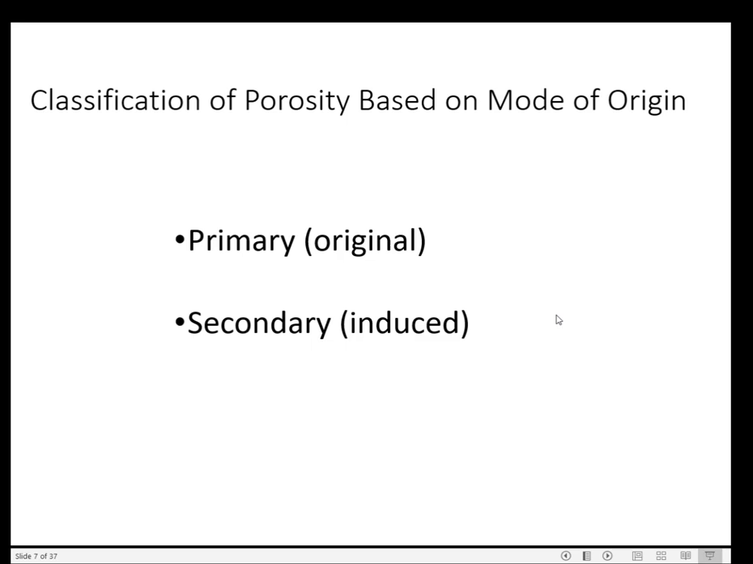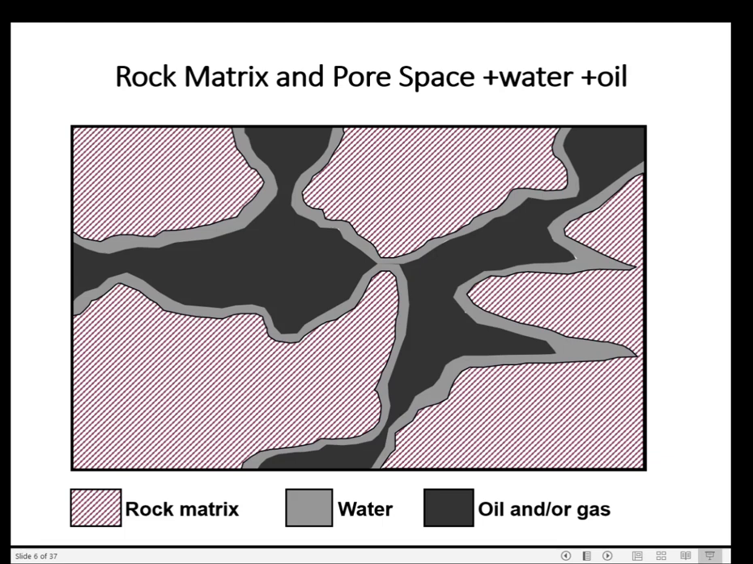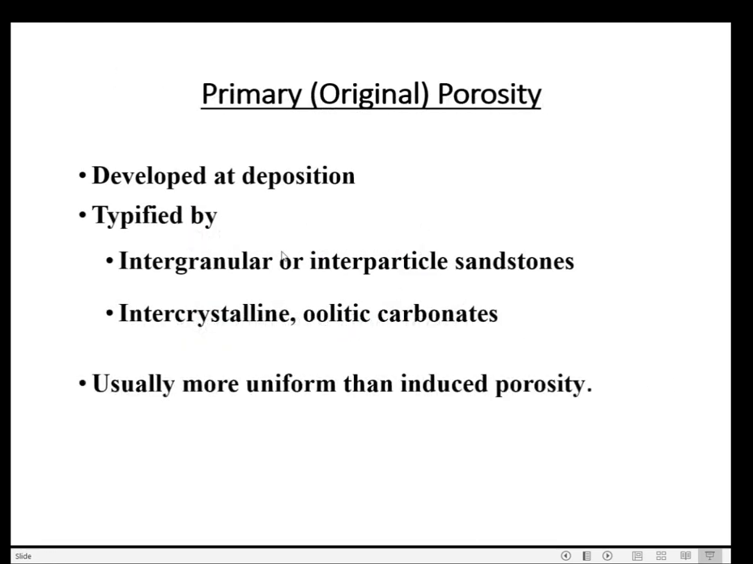So to classify the porosity in terms of classifications in the oil industry, we find two types: primary porosity and secondary porosity. The primary porosity is actually developed at the deposition first. During the deposition of the sedimentation, it's already there, and it can be typified by intergranular or interparticle porosity in sandstone, for example, or intercrystalline or oolitic in the carbonate, all this kind of primary.